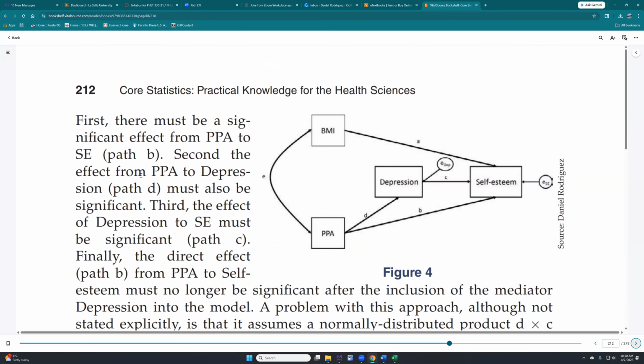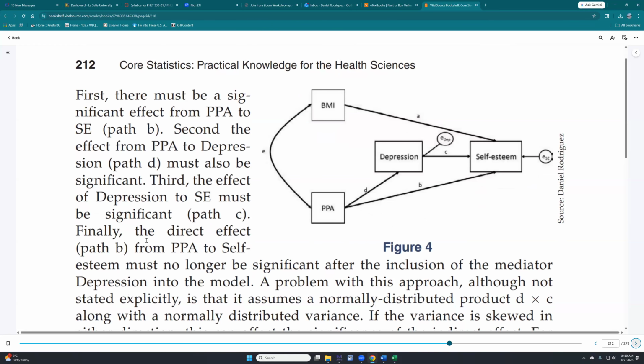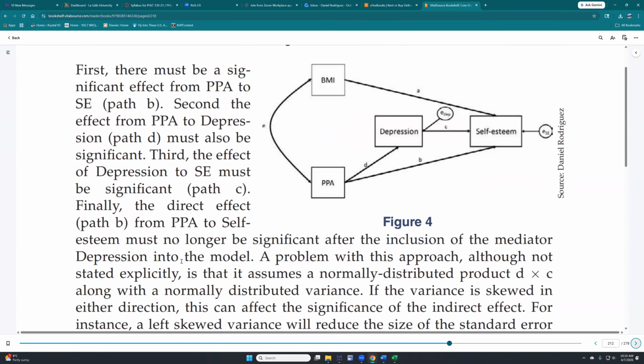Second, the effect from PPA to depression must also be significant. Third, the effect of depression on self-esteem must be significant. Finally, the direct effect from PPA to self-esteem must no longer be significant after the inclusion of the mediator depression into the model.